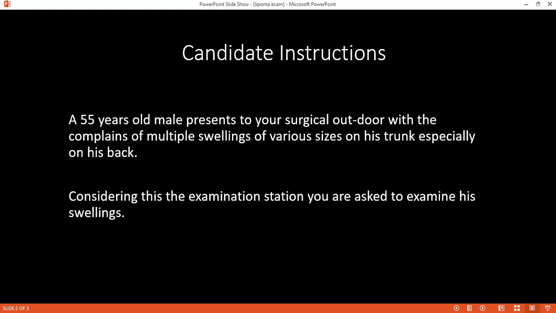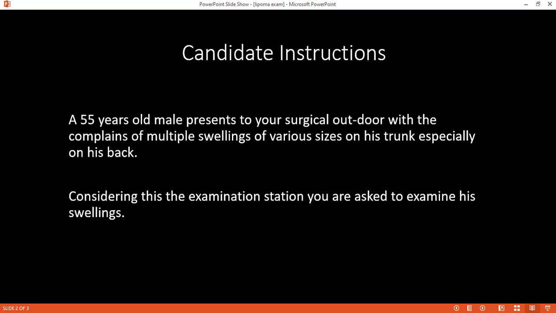Yes, these are the two or three things that you've missed. Did you look for the edges of the lump? Yes, ma'am, I mentioned it. Okay. If you are done with the examination, can you please summarize your examination? Yes, I've examined a 55-year-old male patient who presented with multiple swellings on his back. On examination, there were multiple swellings over the back of the patient.